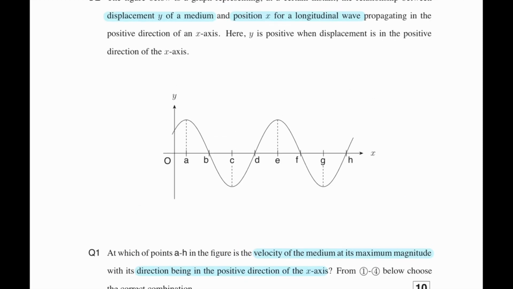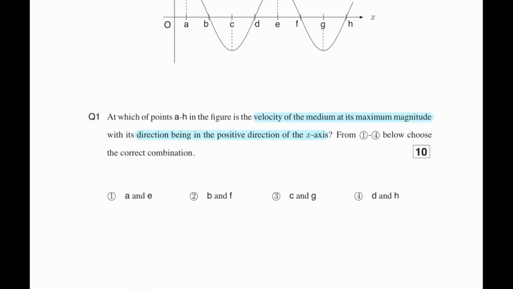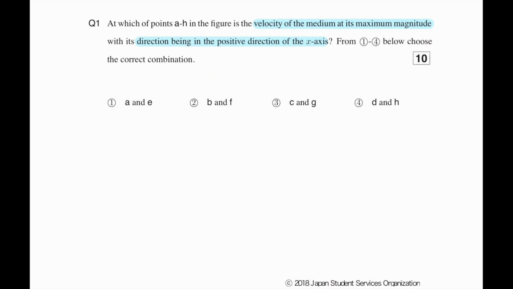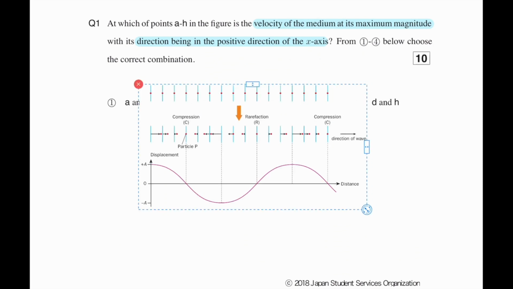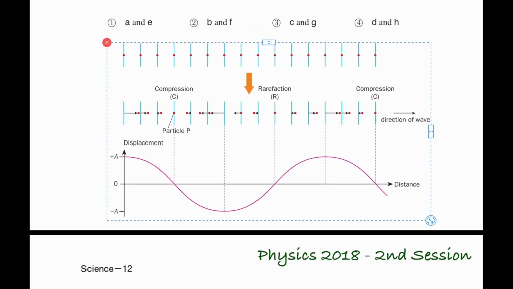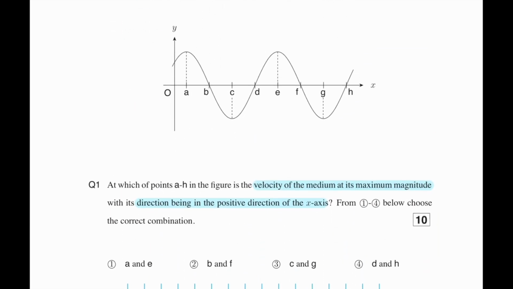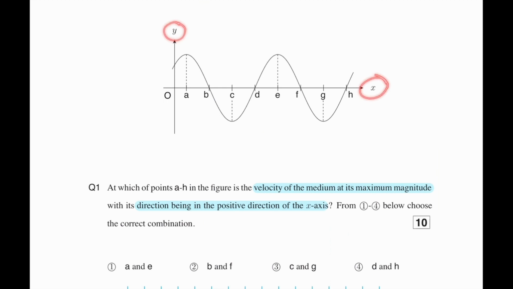First of all, in this graph, we have displacement versus position for a longitudinal wave. To explain this question, I think I need a diagram. Let me show you a diagram. I have a diagram like this. This is the diagram for a longitudinal wave, where the vertical axis represents the displacement and the horizontal axis represents distance. The same diagram as the one above here.